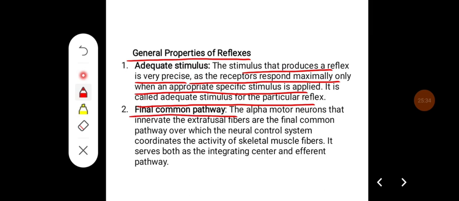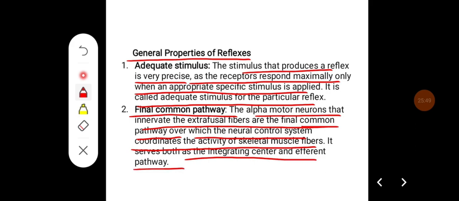Final common pathway. The alpha motor neurons that innervate the extrafusal muscles are the final common pathway over which the neural control system coordinates the activity of skeletal muscle fibers. It serves both as an integrating center and efferent pathway.